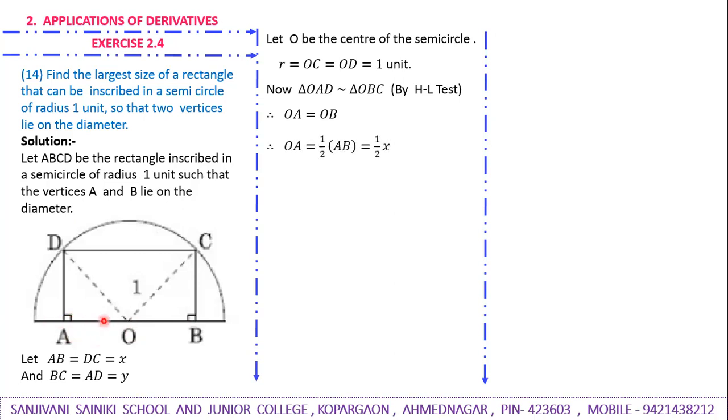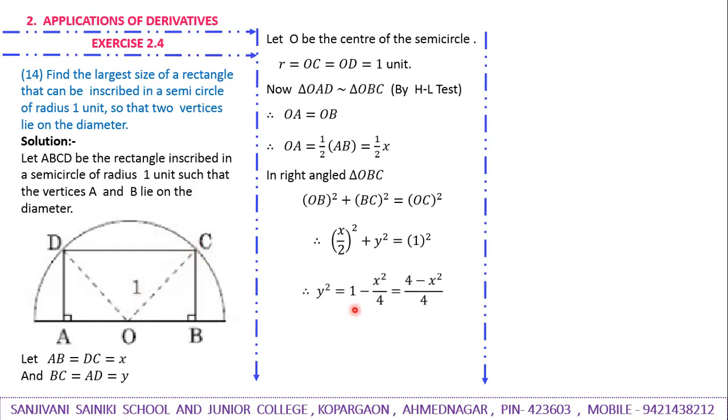OA is equal to 1 upon 2 times AB. That means 1 upon 2 times x. So in right angled triangle OBC, OB square plus BC square is equal to OC square using Pythagoras theorem. So (x by 2) square plus y square must be equal to 1 square. So y square is equal to 1 minus x square by 4, that is 4 minus x square upon 4.